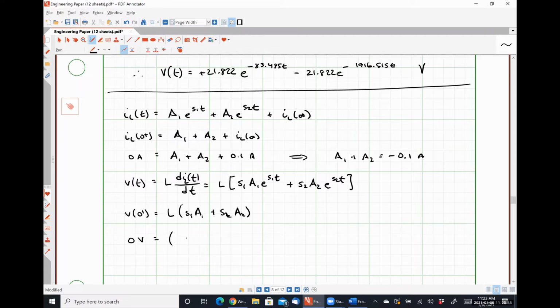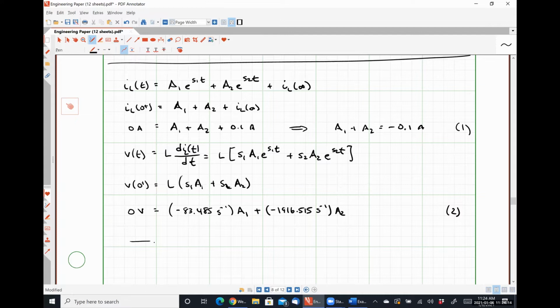So S1 was negative 83.485 per second, A1, plus negative 1916.515 per second, A2. So here's our first equation, here's our second equation. Solving these, we'll find A1 and A2.